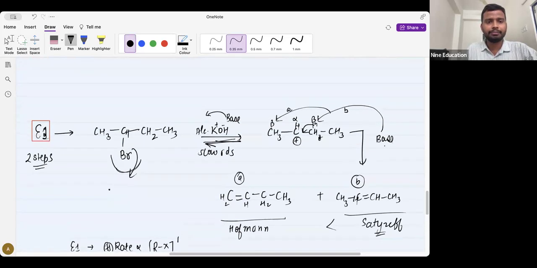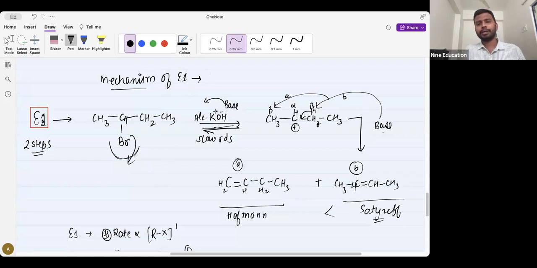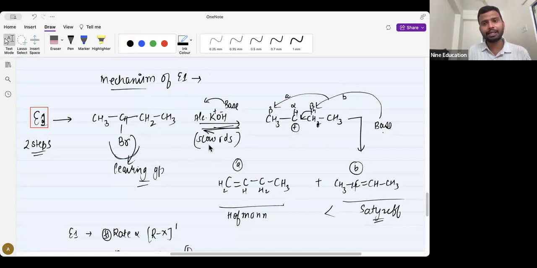These are all things you have to remember in E1 elimination. Write down the mechanism of E1 elimination. So what is the mechanism? The base will come, but before the base comes, the leaving group Br minus will leave first. Once the leaving group is lost, a carbocation is made. Now the base can come and attack. So this first step is a very slow step, the rate determining step.